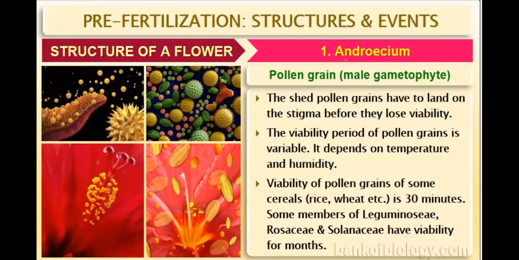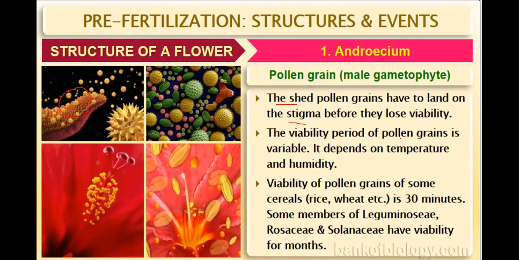Now we are doing the pollen grain, the male gametophyte. The pollen grain has to land on the stigma. These pollen grains are released from the stamen, from the anther. Now, these have to land on the stigma before they lose viability.